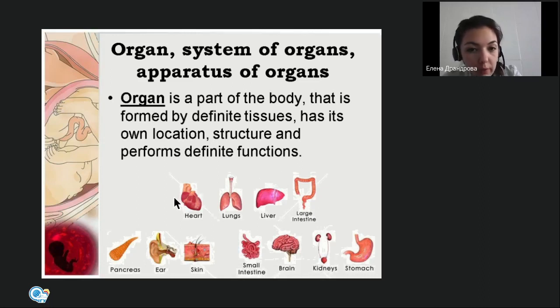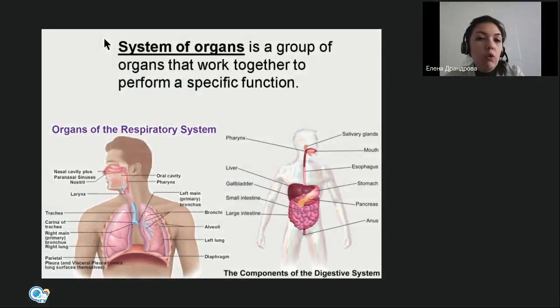Yes, that is heart, lungs, liver, these are examples of the organs. Yes, large intestine, pancreas, ear, skin, small intestine, and so on. And in anatomy, we study organs. To study the organs, we unite them into the systems of organs. So a system of organs is a group of organs that work together to perform a specific function. For example, there is the respiratory system that consists of nasal cavity, larynx, trachea, bronchi, lungs, and all of them serve together to provide respiration, breathing, gas exchange.